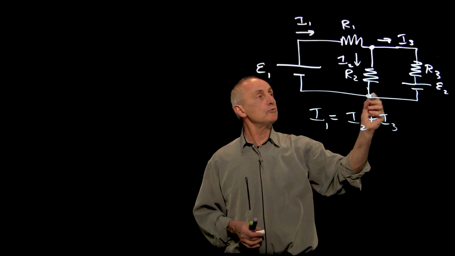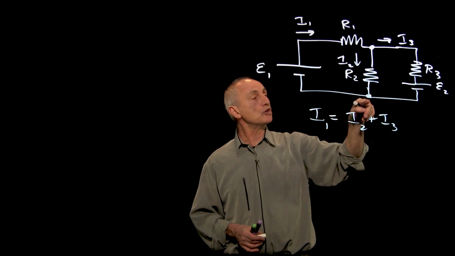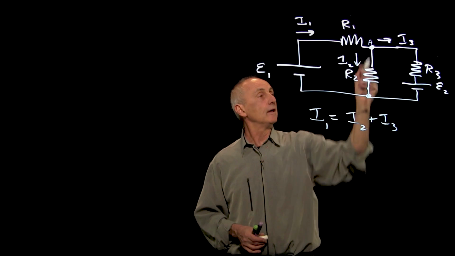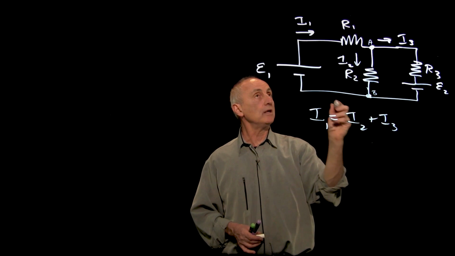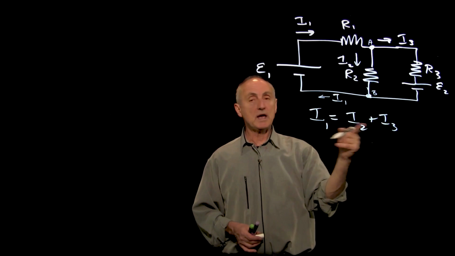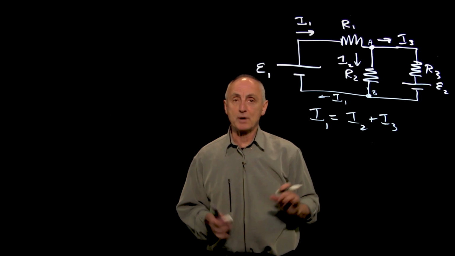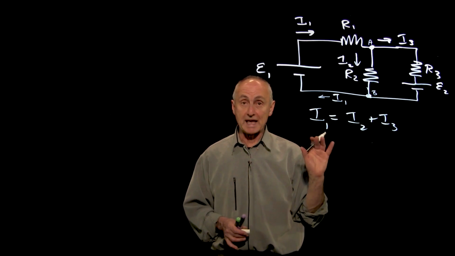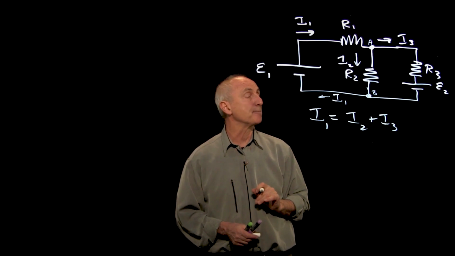Now notice we have two junction points, which you can call A and B. The current coming into this junction point is I2 plus I3, and the current going out is I1. So we actually have the same equation, which is a general rule: if you have n junction points, you have only n minus 1 independent current conservation equations.